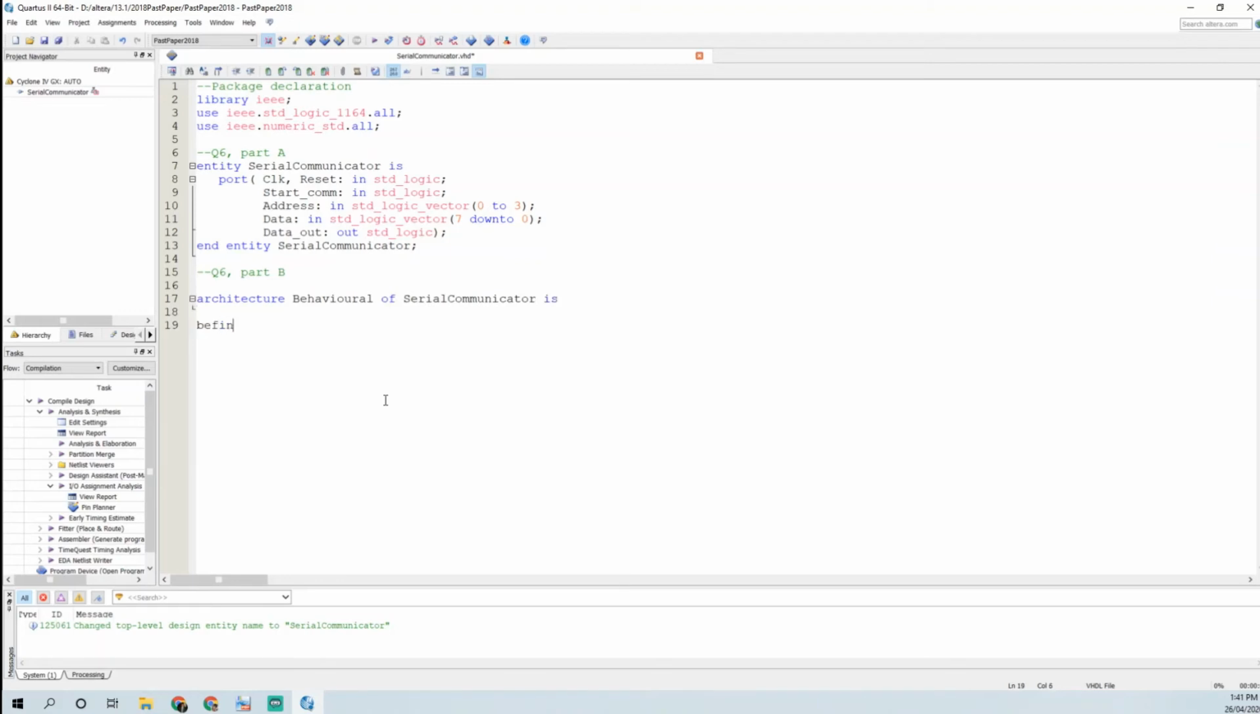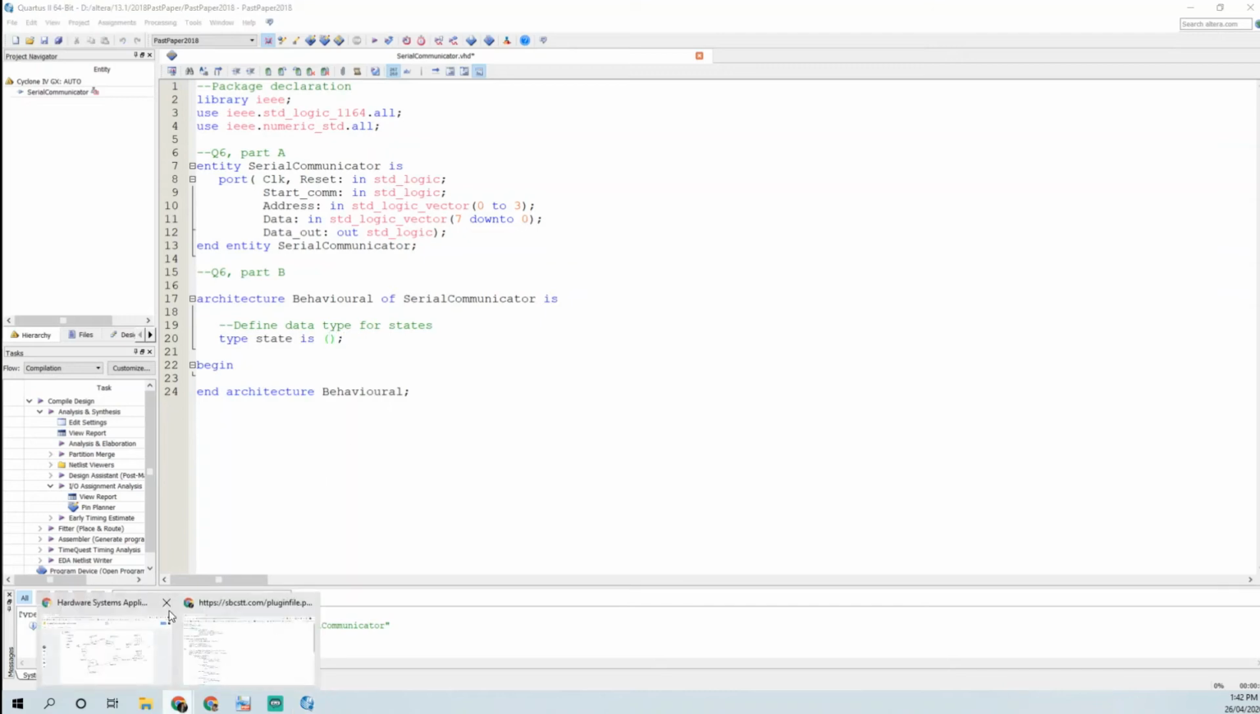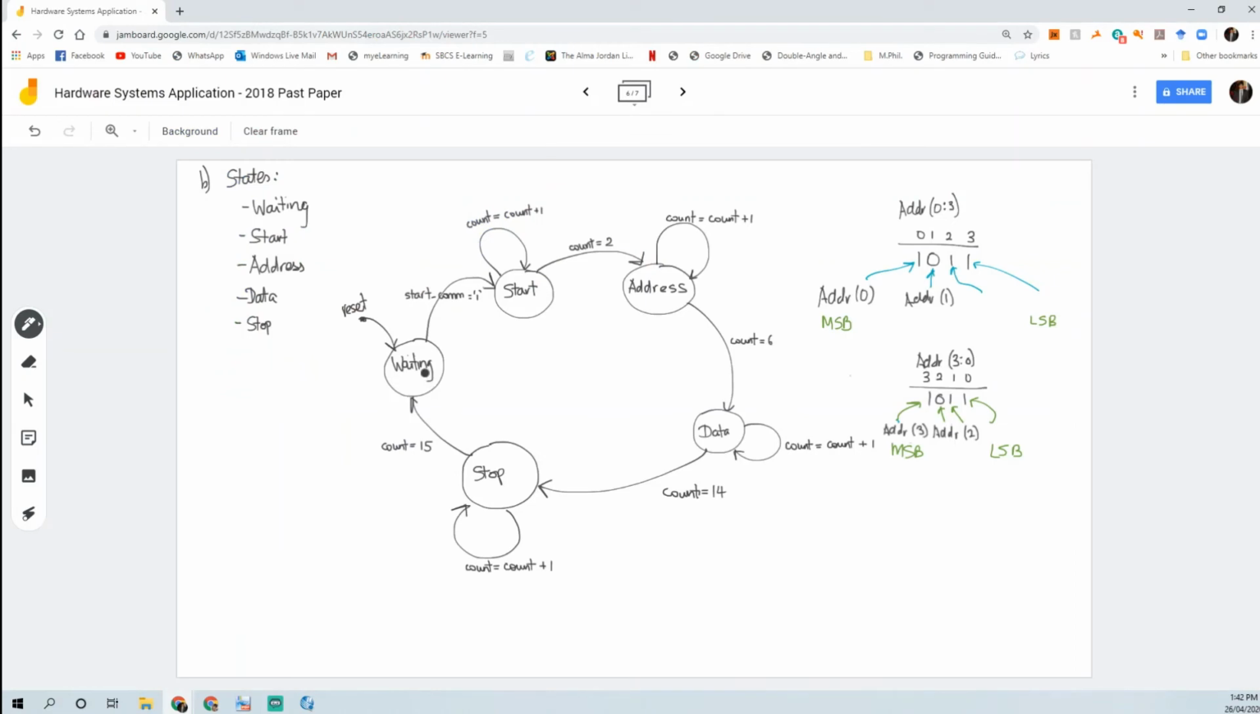All right, and our architecture is going to have a begin and an end section. Now, in this part here is where I would like to first of all define the data type for the states. Remember, we do that using this here. Say type state is, and I list the states that I'm going to have in here. Now, my states, as we know, are the waiting state, the start state, address state, data state, and stop state.